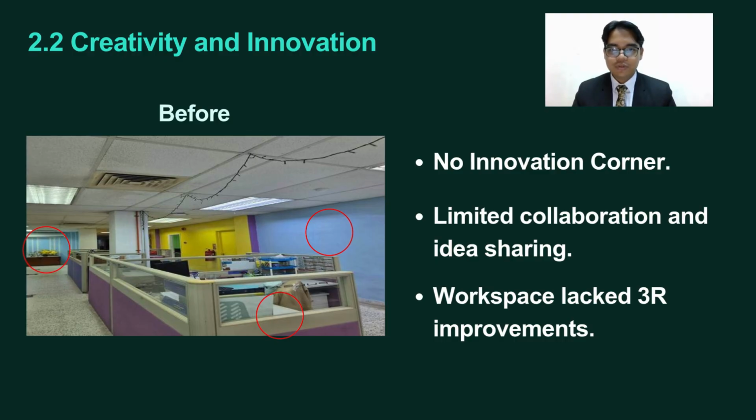The 2.2 creativity and innovation. So, for the before, there is no innovation corner and limited collaboration and idea sharing. And the third point, which is workspace lack of 3R improvement, which is reuse, reduce, and recycle.